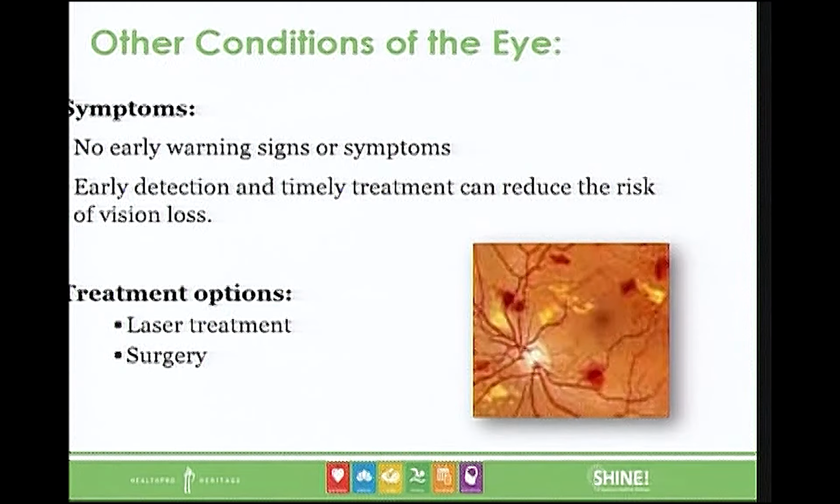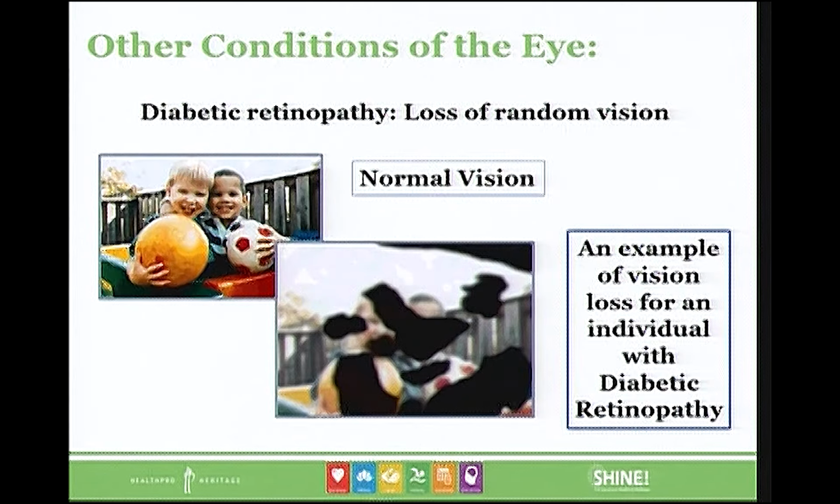Okay, so there are no early warning signs or symptoms of diabetic retinopathy, and early detection and timely treatment can reduce the risk of vision loss. Some treatment options include laser treatment and surgery. So what does that loss of vision from diabetic retinopathy typically look like? It's a loss of random vision, so it can look kind of like holes in your vision. So again, we see this picture with the kids at the top, and then the same picture is down at the bottom, but those black spots are holes in the vision. And again, that's just an example of a possible way that that could present.